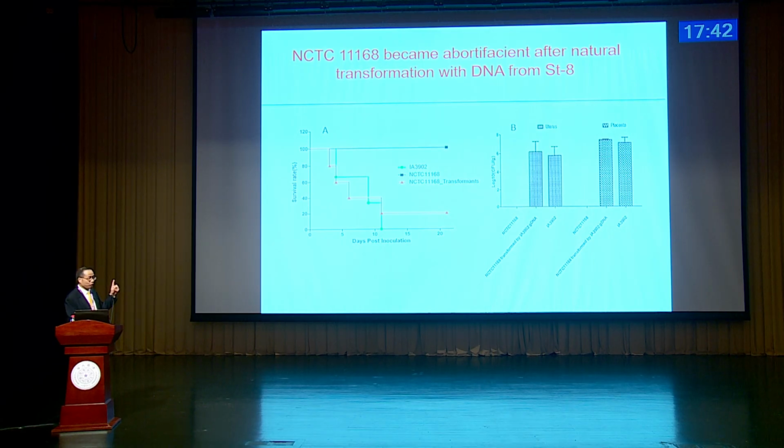Indeed, even a single transformation, just transferring the genomic DNA from the donor to the recipient, converts 11168 from non-abortifacient to fully abortifacient. That's just a single transformation. For example, 11168 is non-abortifacient, but once transformed with the genomic DNA from ST8, it becomes fully virulent. These are the numbers of Campylobacter from tissue, from uterus, from placenta, and these are the abortion rates. You can tell basically the transformant is as virulent as the wild type ST8.